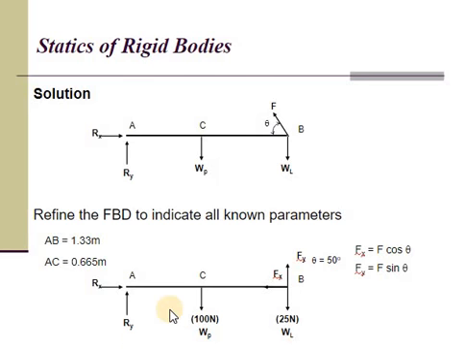We know that WP is 100 Newton, WL of the lamp is 25 Newton. But the F force here, we need to translate it into x and y directions. So this force F will be translated into Fx and Fy. Fx would be F cosine theta, which is 50 degrees, while Fy will be F sine theta. We also know that distance AB is 1.33 meter and distance AC is half of it, so it is 1.33 over 2, which is 0.665 meters.